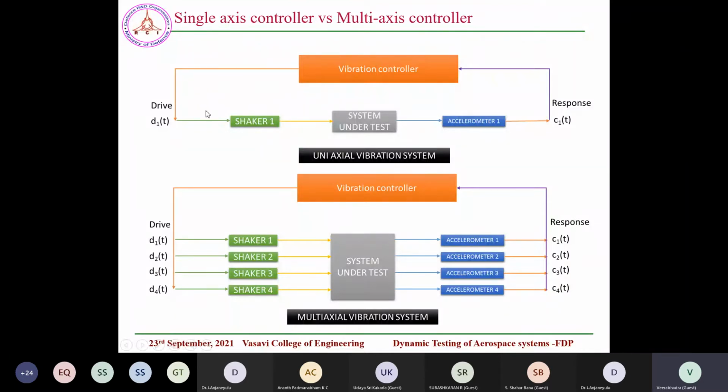Whereas in a multi-axis system, you have a number of shakers driving the system under test. The controller gives drives simultaneously to all of these, and again takes the feedback and gives to these. So here we are generating not only amplitude, but phase and coherence, and it is a very complex mathematical technique to generate a multi-axis vibration system.